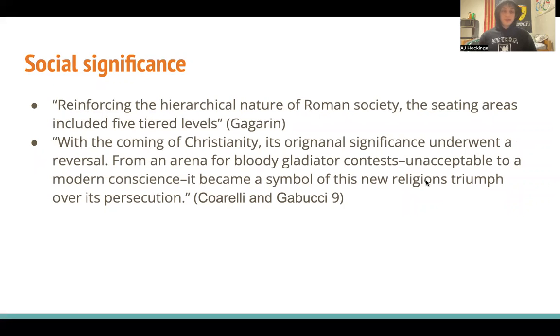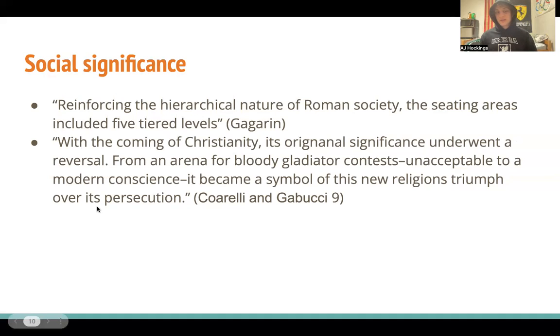So, social significance. These are two quotes that I pulled out from research. The first one is reinforcing the hierarchical nature of Roman society. This is shown by the 5-tier seating level. Like I said earlier, the lower you are in the seating arrangements, the higher ranking you are. So no matter what, you can't really escape that hierarchical status in the society, even though it's a place for everybody to come and enjoy the shows.